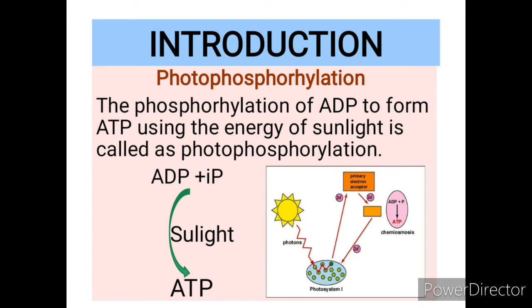This is a beneficial process for photosynthesis and hence it requires light. In this picture we can see that the inorganic phosphate is added to the ADP and it is converted into ATP in the presence of sunlight. So this is nothing but photophosphorylation.